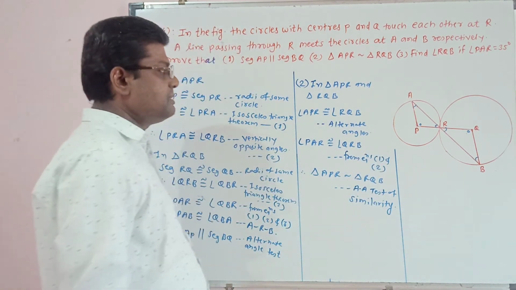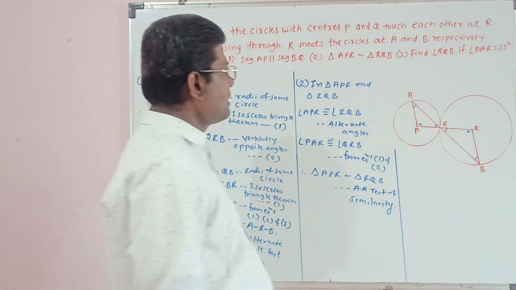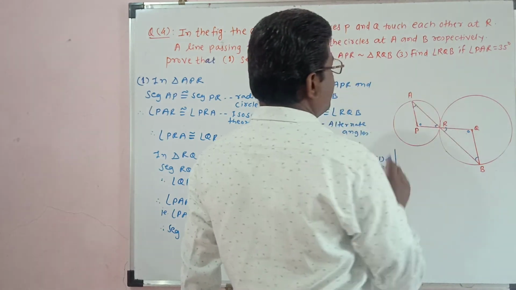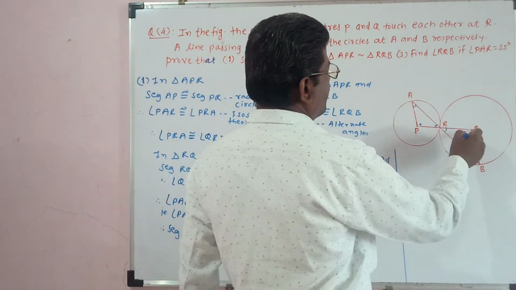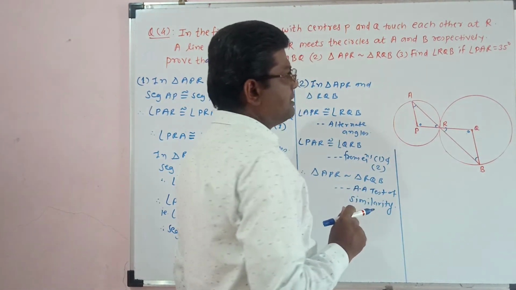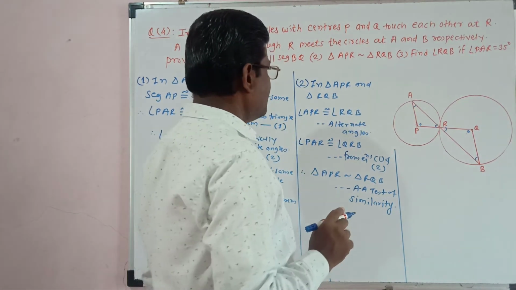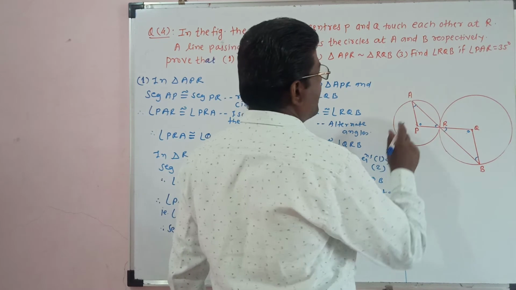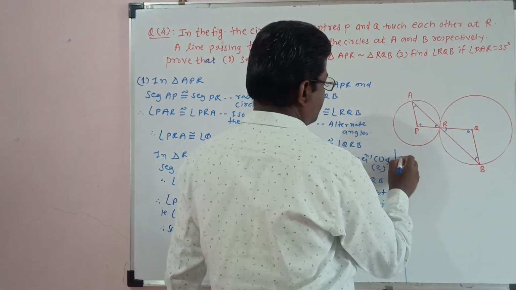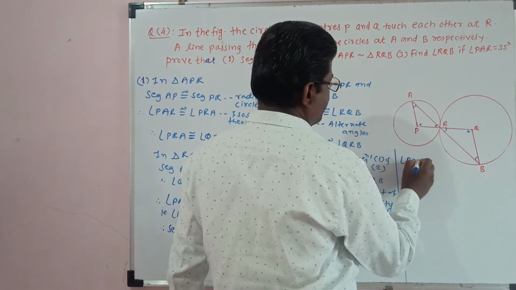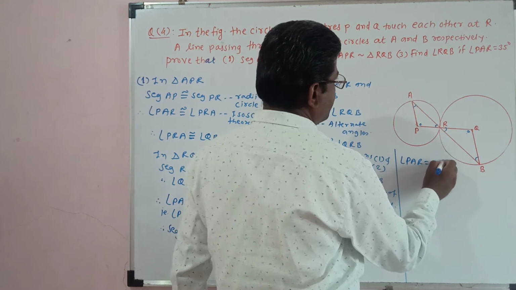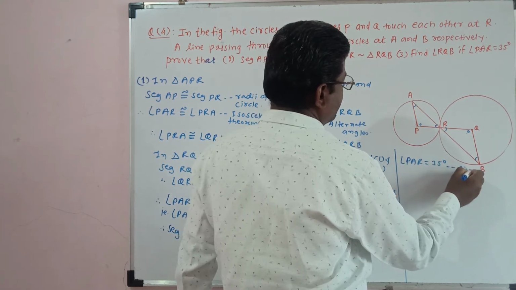A test of similarity. Now find angle RQB, this angle, if angle PAR is equal to 35 degrees. Now angle PAR is equal to 35 degrees, given.